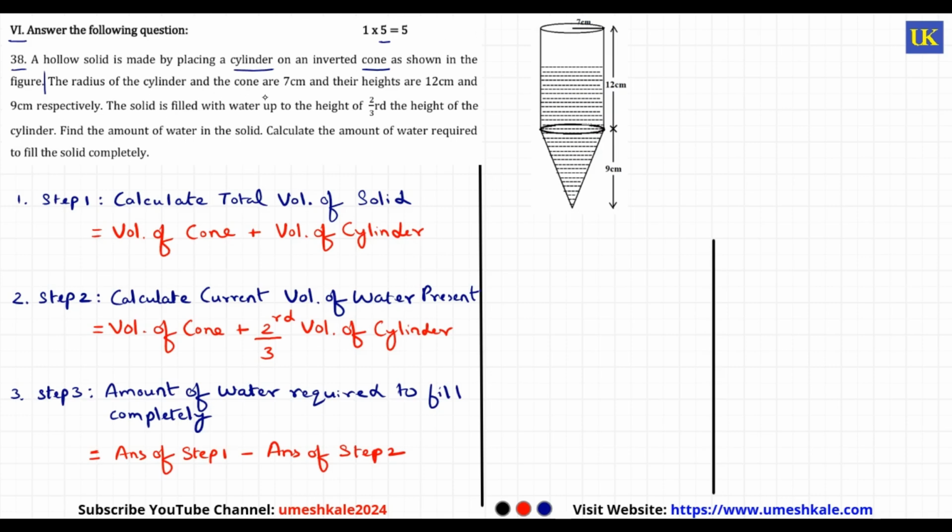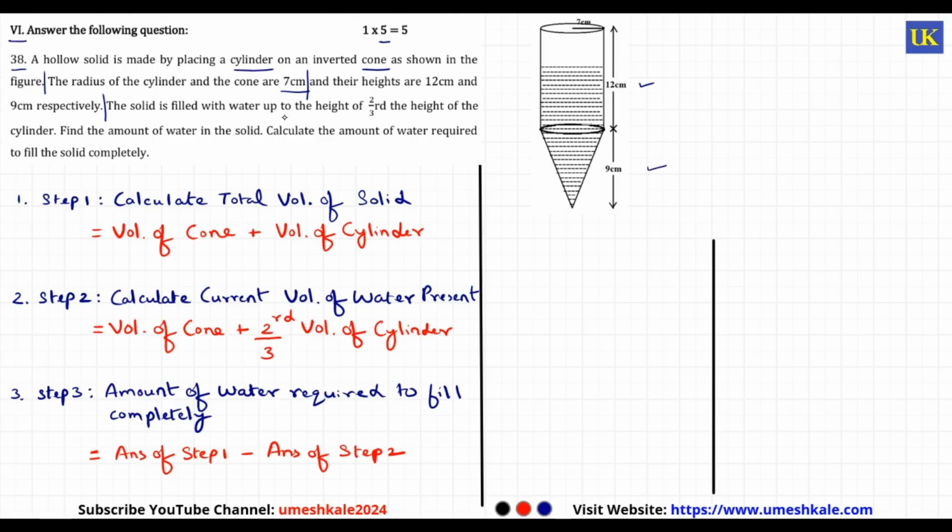So the radius is the same, 7 centimeter, and their heights are 12 centimeter and 9 centimeter respectively. They have said cylinder first, so the first height, 12 centimeter, is for the cylinder and 9 centimeter is for the cone.